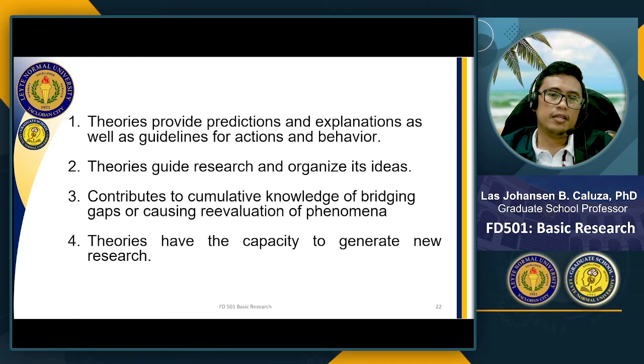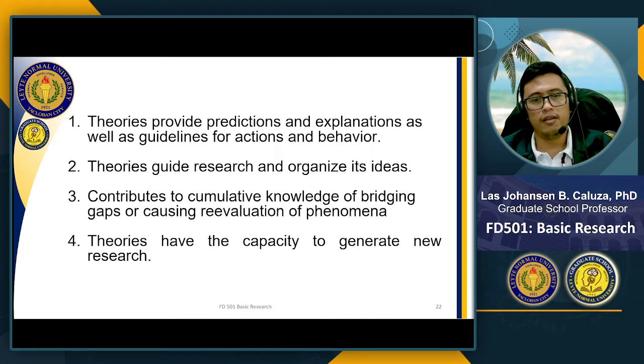They aid in sense making by helping us synthesize prior empirical findings within a theoretical framework and reconcile contradictory findings by discovering contingent factors influencing the relationship between two constructs in different studies. Theory helps direct research. It helps us filter which data is relevant to the study and which data is not. Third, theories contribute to the cumulative knowledge by bridging gaps or causing re-evaluation of phenomena.